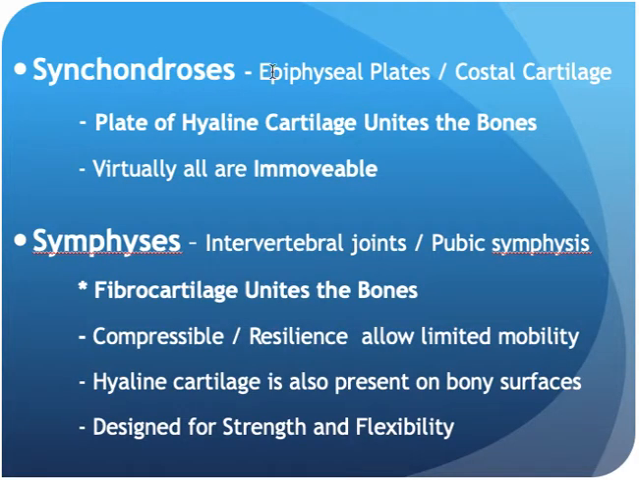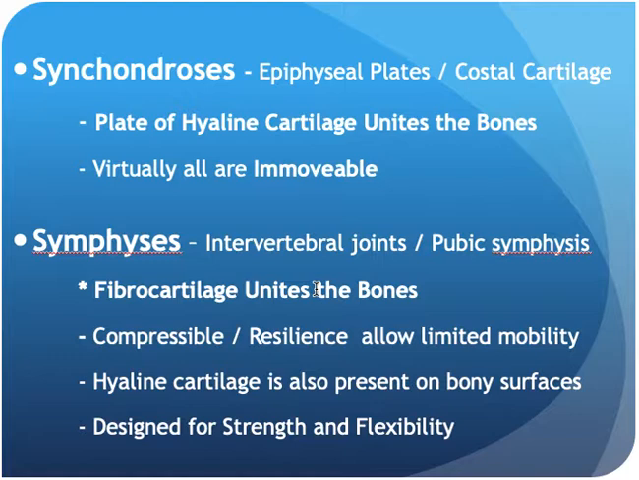So synchondroses, these are going to be epiphyseal plates or costal cartilage. So what I'm using here is a plate of hyaline cartilage to unite the bones. And again, these are going to be virtually all immovable, okay? Symphyses are going to be a little bit different. These are going to be your intervertebral joints or your pubic symphysis. And for this one, I'm going to use fibrocartilage. So again, synchondrosis, I'm using hyaline cartilage, symphysis, fibrocartilage.